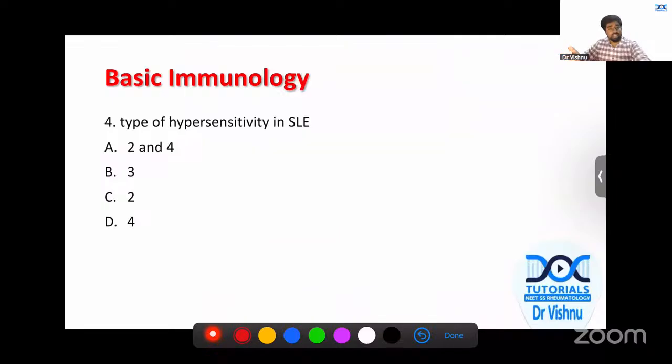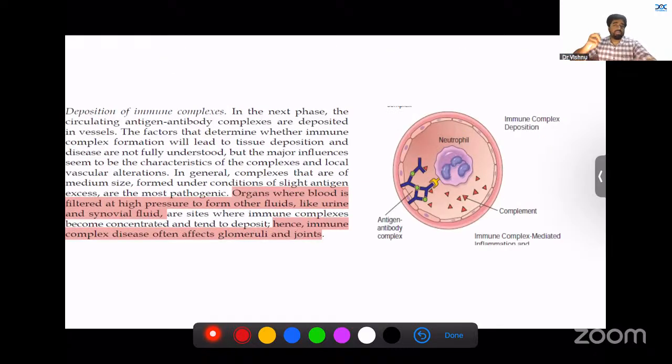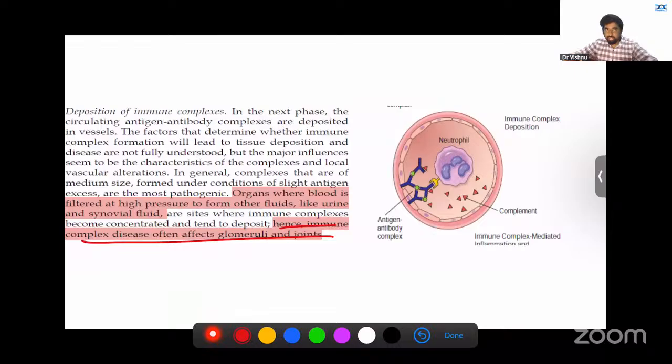Type of hypersensitivity in SLE. One of the questions that was asked from your basic immunology, which we have discussed in detail in your hypersensitivity lectures. Basically, in type 3 hypersensitivity, remember three things are stuck together: antigen, antibody, and complement. Once this immune complex forms, these immune complexes go into the circulation, and wherever there is high filtration, such as the synovial fluid, which is formed through filters, and the renal vasculature, the deposition occurs. There it can cause synovitis, nephritis, etc.